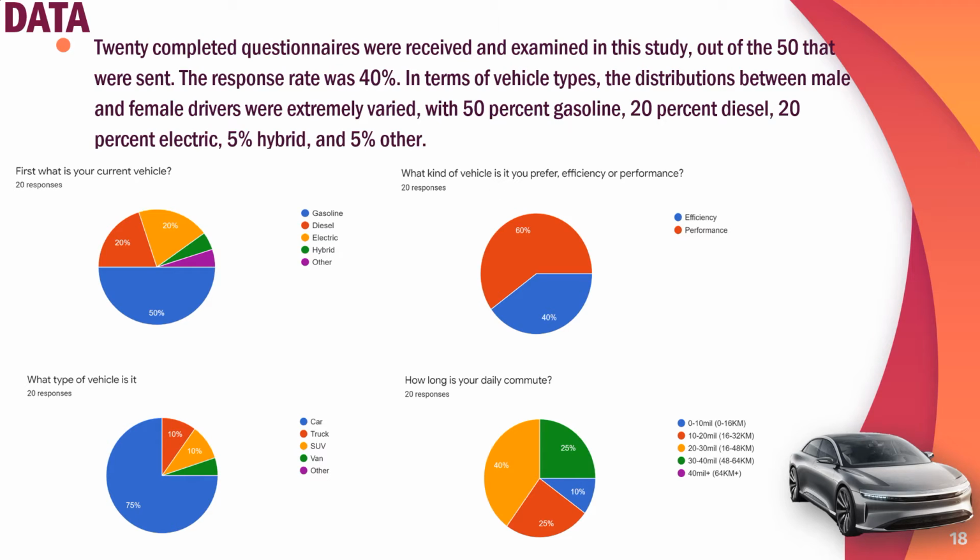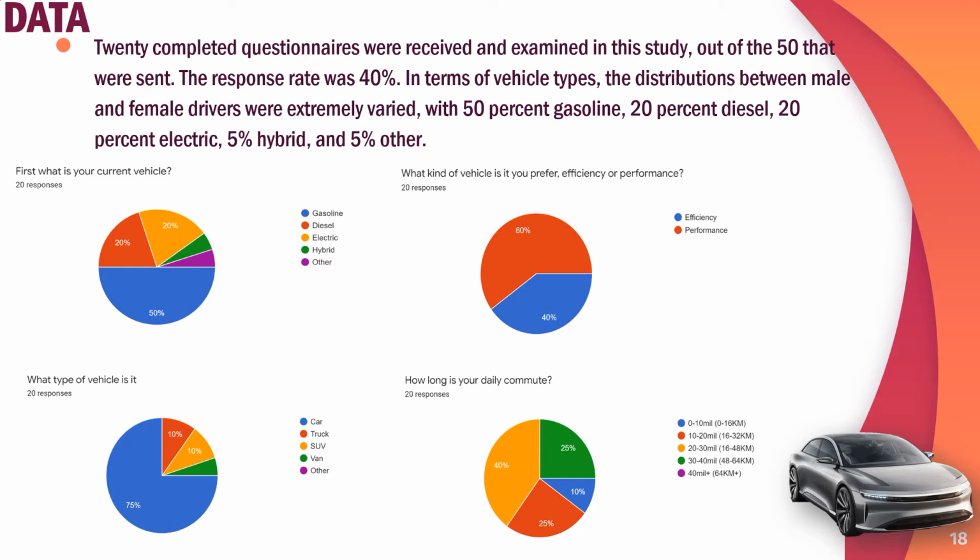So there are a few questions, almost about 20 questions. The first one we ask about their current vehicle, if they use a gasoline type of vehicle, diesel, electric, hybrid, or another type of vehicle. And then we ask what kind of vehicle they prefer, either efficiency or performance. Some people like efficiency, some people like performance, like a sport car. Some people don't like a sport car so much, they prefer a steady car, like an efficiency car.